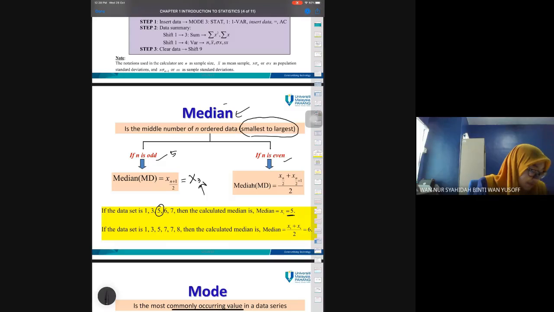Here we have 6 data, which means an even number, so use the second formula. 6 divided by 2 is 3, and 3 plus 1 is 4. So data number 3 plus data number 4, and then divide by 2. Then you will have 6. This is one of the methods that we use to calculate the median.